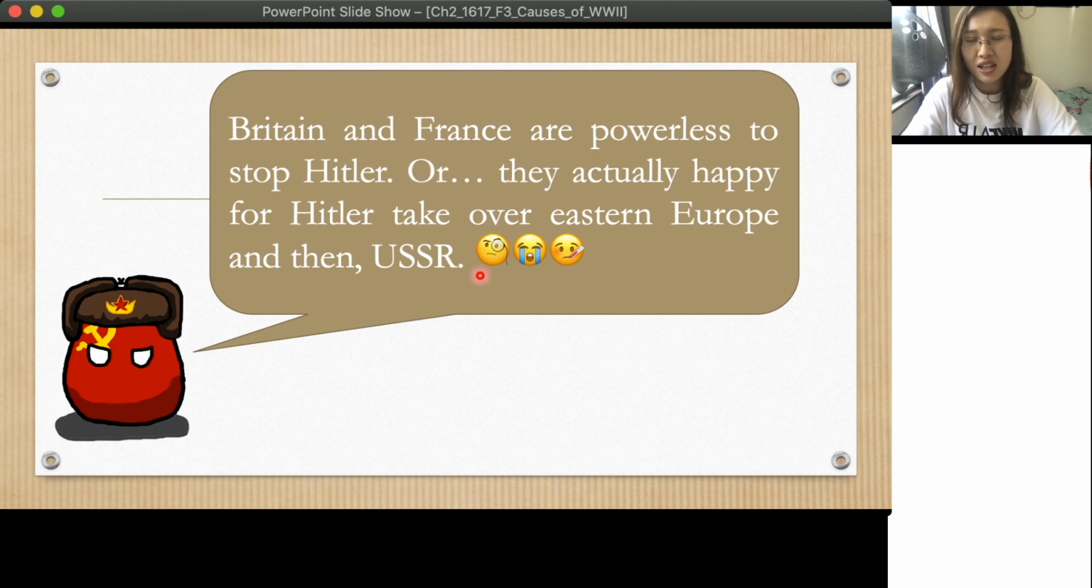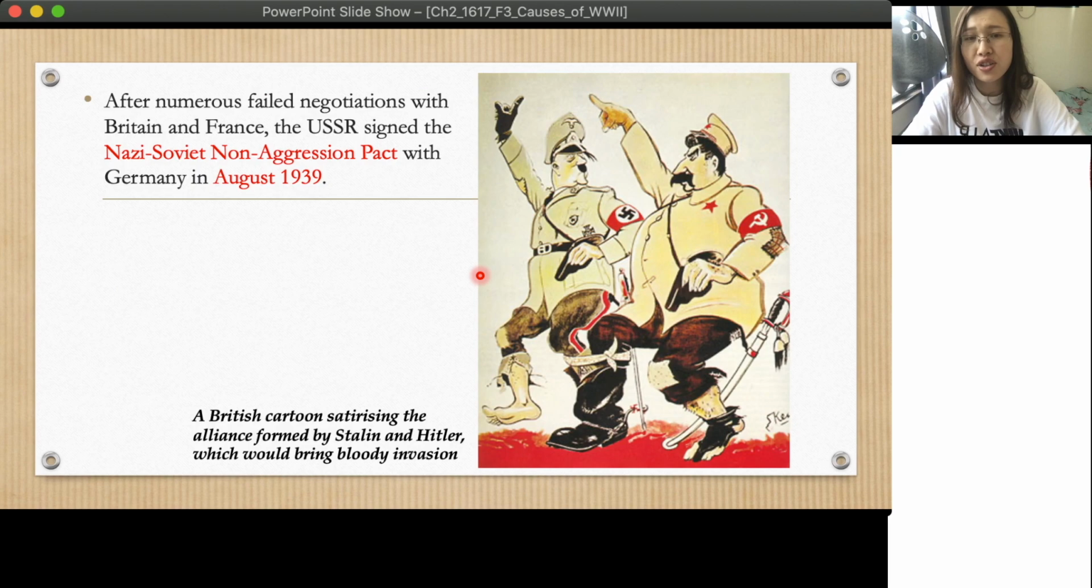So what Stalin did was turn his attitude to the opposite, and he tried to seek cooperation and negotiation with Hitler. After numerous failed negotiations with Britain and France, the USSR signed the Nazi-Soviet Non-Aggression Pact with Germany in August 1939. Pact just means agreement. So why was the pact named the Nazi-Soviet Non-Aggression Pact? Firstly, of course, it's the collaboration between Nazi Germany and the Soviet Union, the USSR, right? On the other hand, this is about non-aggression.